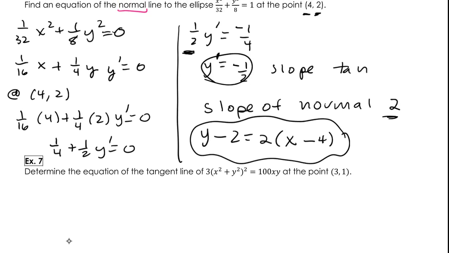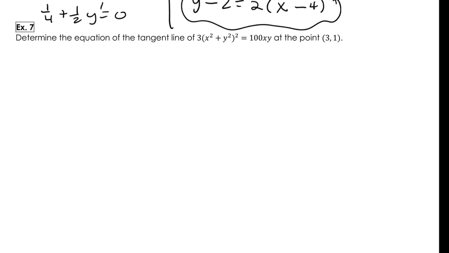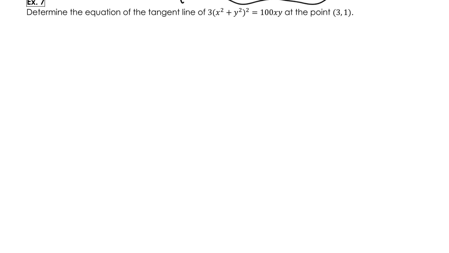Okay, last one. Determine an equation of the tangent line at the point (3, 1). Again, we've done some stuff like this. This is just an extra for practice. So to take the derivative of the left, we're going to apply the operator, just like we've been doing, d over dx. We're using implicit because we can't isolate y.